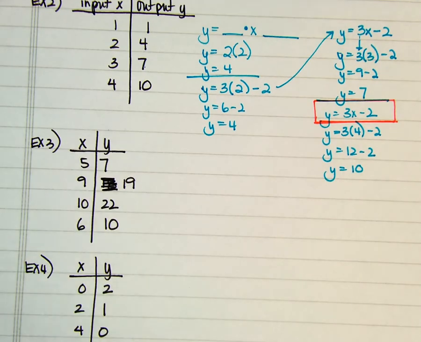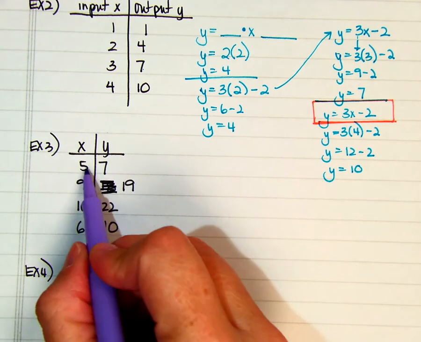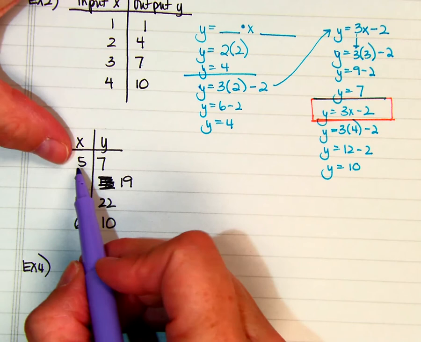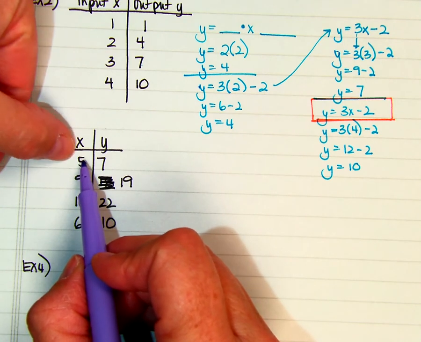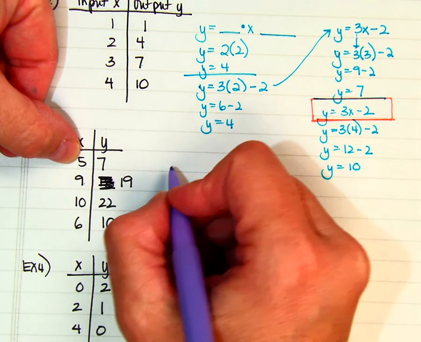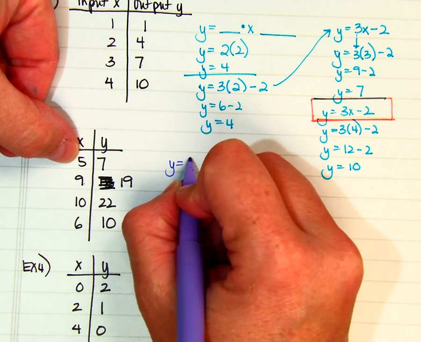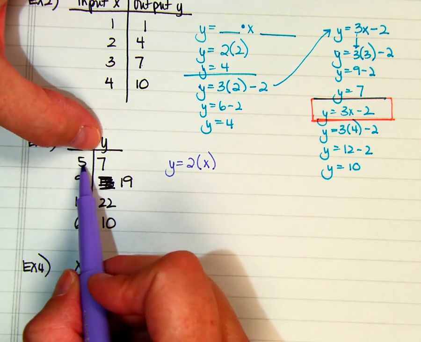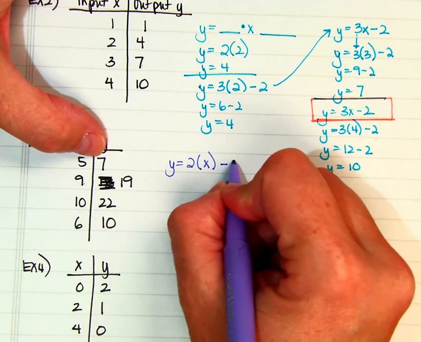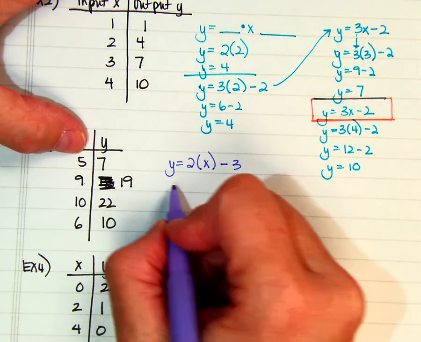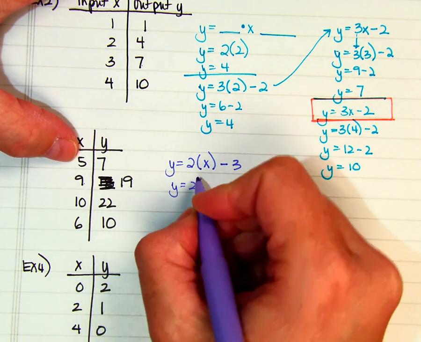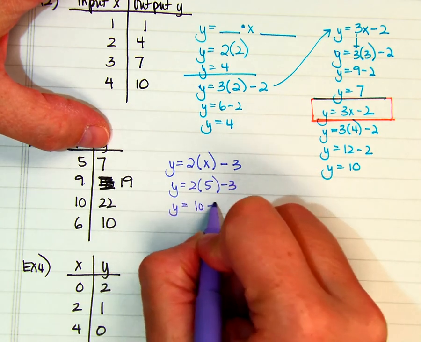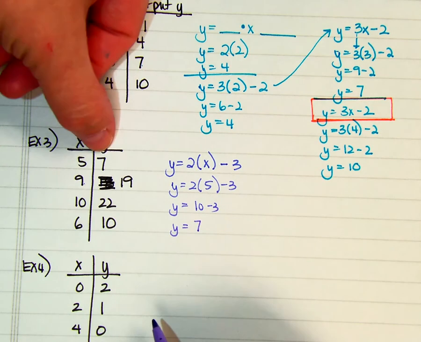Okay, let's jump to example 3. Again, it's getting larger, so from 5 to 7, it's getting larger, so I'm probably going to be multiplying. So if I take this times 2, 5 times 2 gives me 10. So I'm thinking 2 times my x, that would give me 10. So to get from 10 to 7, I'd have to subtract 3. Let's see if that works. So y equals 2 times 5 minus my 3 gives me 10 minus 3, so y equals 7. So it works for that one.